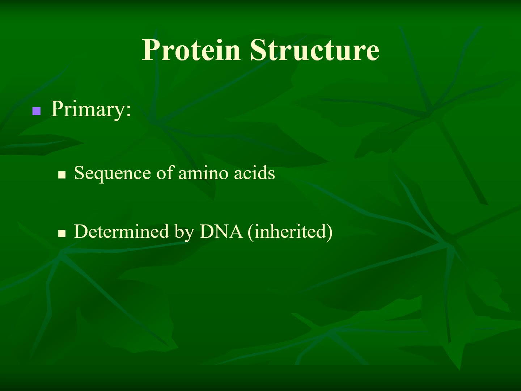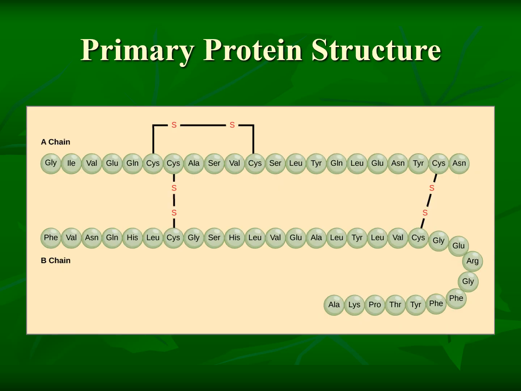When we look at the structure or shape of the protein, we divide it into 4 different categories: primary, secondary, tertiary, and quaternary. The primary structure is simply the sequence of amino acids. How does it know what order to put those amino acids in? That information is in the DNA, so it's inherited. So it's just showing here, think it's kind of like a string of beads or something. It's just what order do you put it in? That's all the primary structure is looking at.